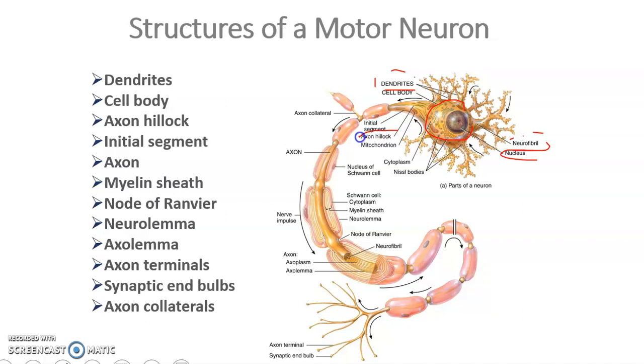The axon hillock is the part in which the axon attaches to the cell body. The initial segment is the first part of the axon. The axon is covered by the myelin sheath. We can see these layers of Schwann cell forming the myelin sheath. Whatever is left of the Schwann cell after it wraps around the axon, plus the nucleus of the Schwann cell, forms what's called the neurolemma.